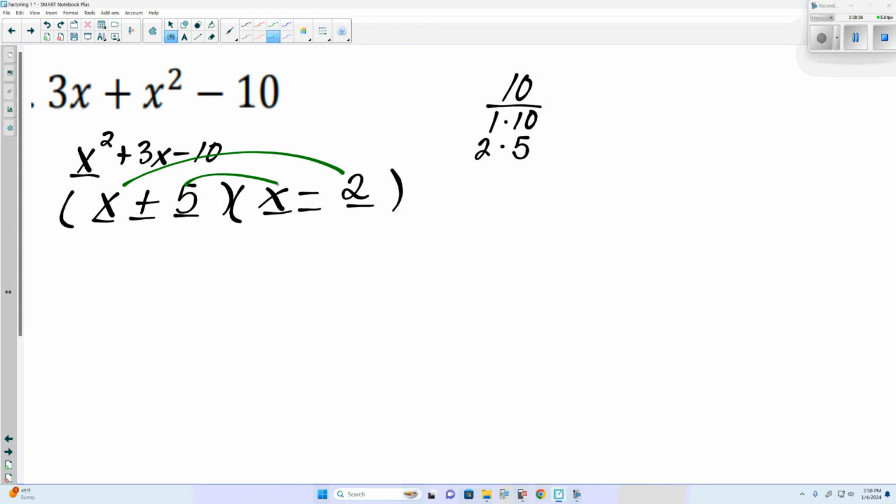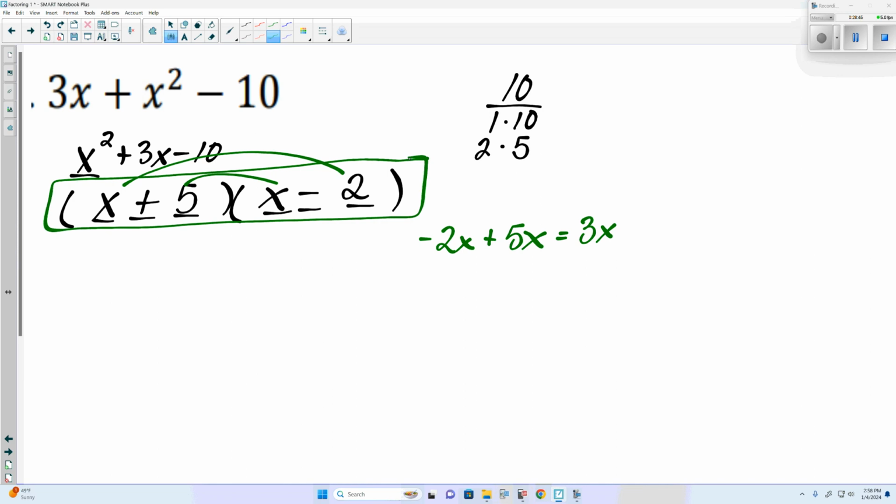And we can check this here. X times negative 2 is negative 2x. Positive 5 times x is plus 5x. And negative 2x plus 5x is 3x. This is the correct middle term that we want, so we get this here. Questions on any of this here before we run into the last 2?